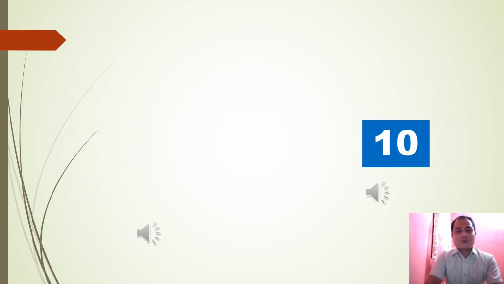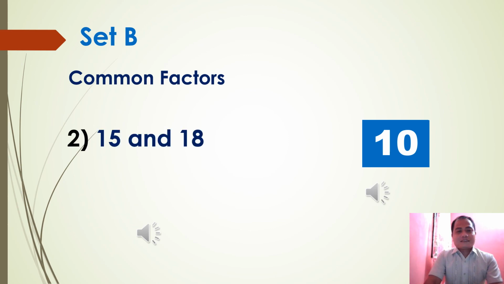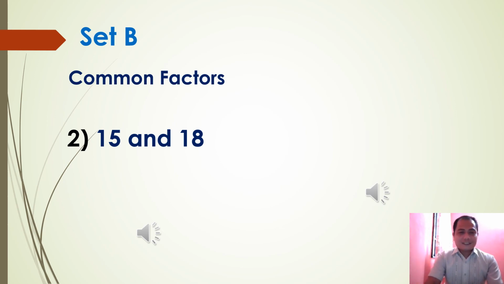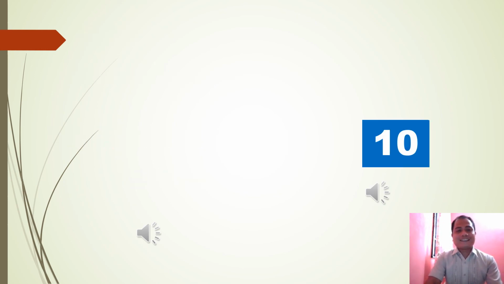Okay, number 2. 15 and 18. What are the common factors of 15 and 18? 10 seconds starts now. Okay, time's up. The answer is 3. Very good.